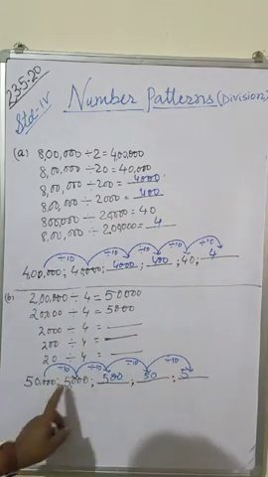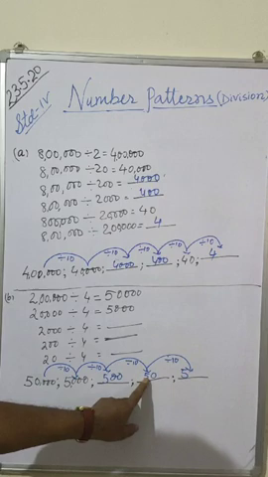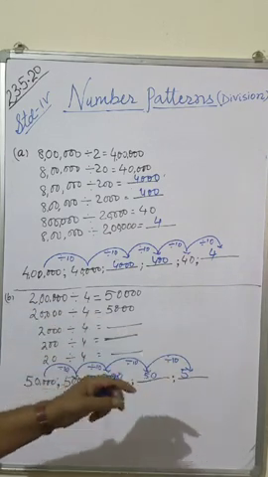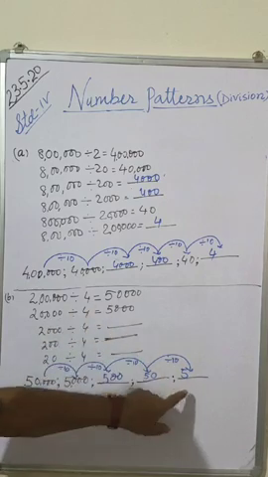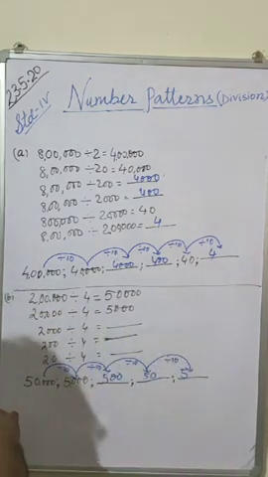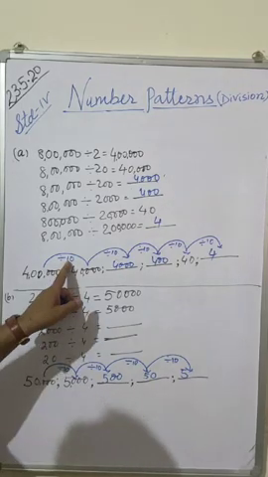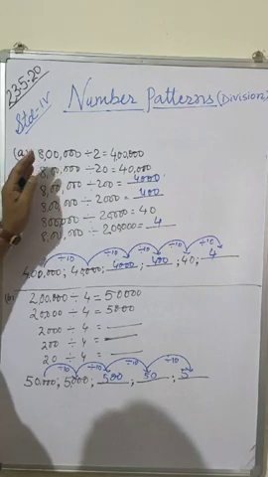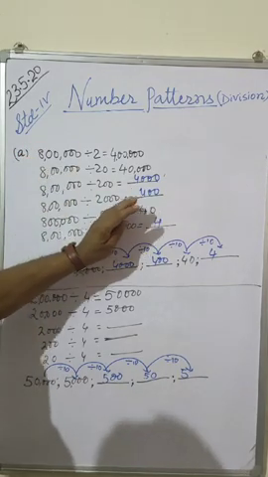Now from this side multiply by 10, and from this side divide by 10. 10 times number is decreasing, and from right to left 10 times numbers are increasing. In same way this. So here it is very clear what is increasing, what is decreasing.